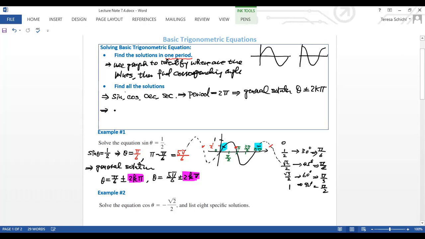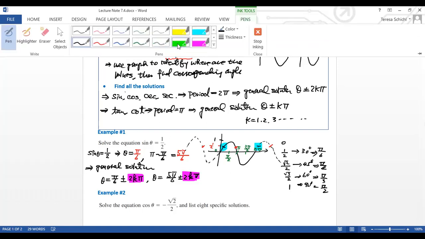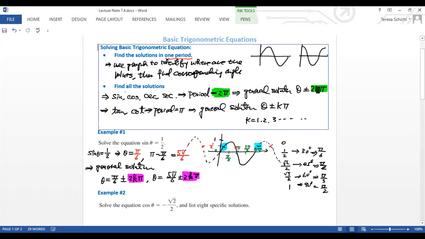Okay, then we know the tangent and the cotangent, right? These two trig functions, the period is what? It is equal to pi. So then my general solution will be what? Then my general solution will be theta plus minus k pi, right? Of course, k is equal to 1, 2, 3, and so on. That's what we call a general solution. It's based on what is the period of these functions, right? So if the function is 2 pi, then you say 2k pi. If the period of this function is pi, then it's plus minus k pi here. Okay, so now we filled this note here.